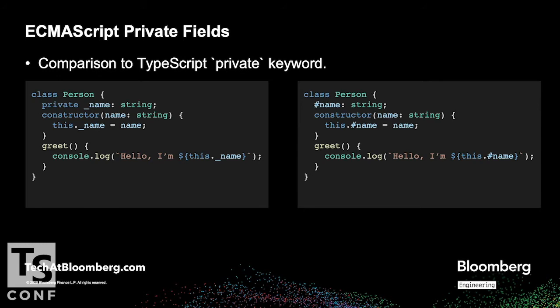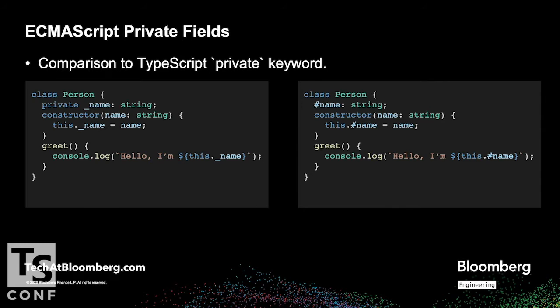So the compiler does the heavy lifting for us and checks that any code outside of this class that tries to access the name property gets an error. With ES private fields, we prefix the name of the property with a hash. This ensures that any code outside of this class cannot access this hash name. You can see that the code is very similar between the two. And a lot of the time, you'll simply need to replace a private keyword with a hash prefix.